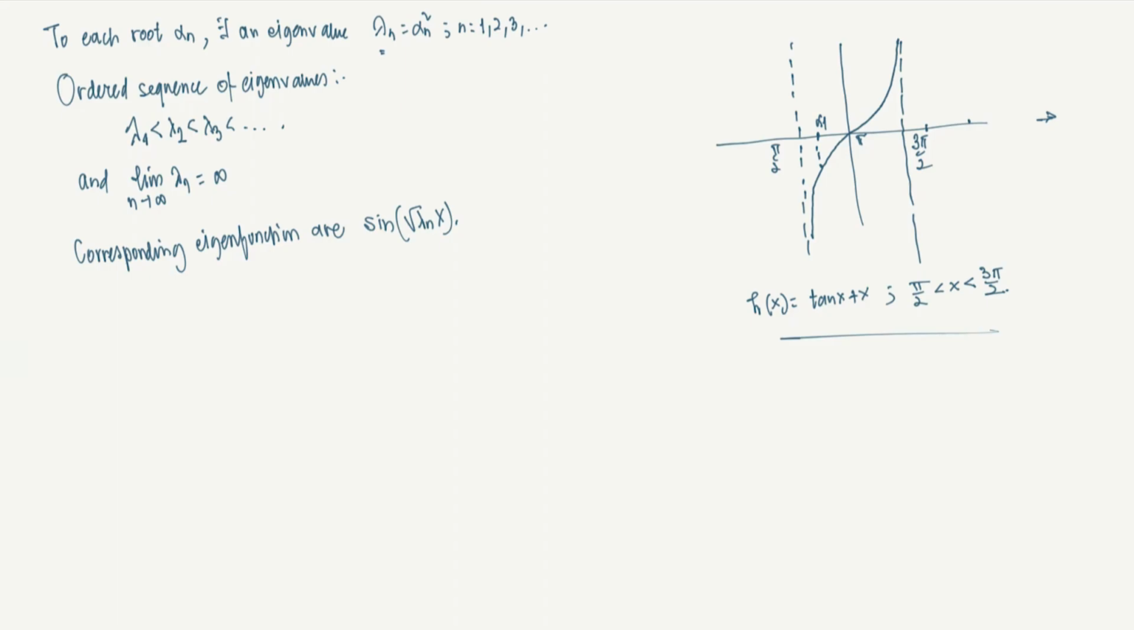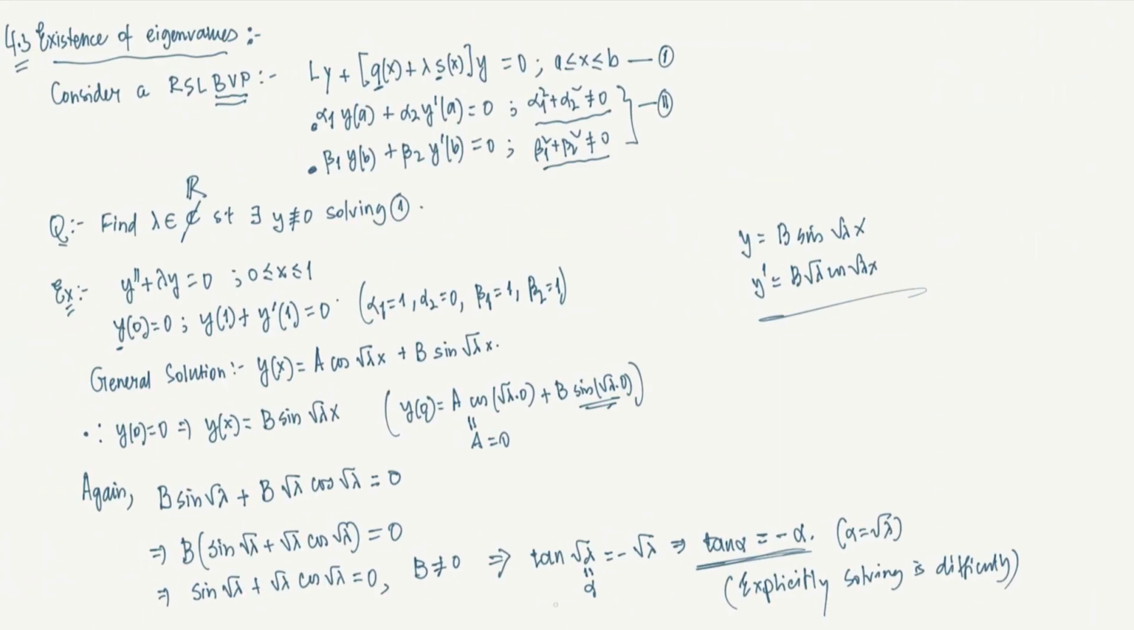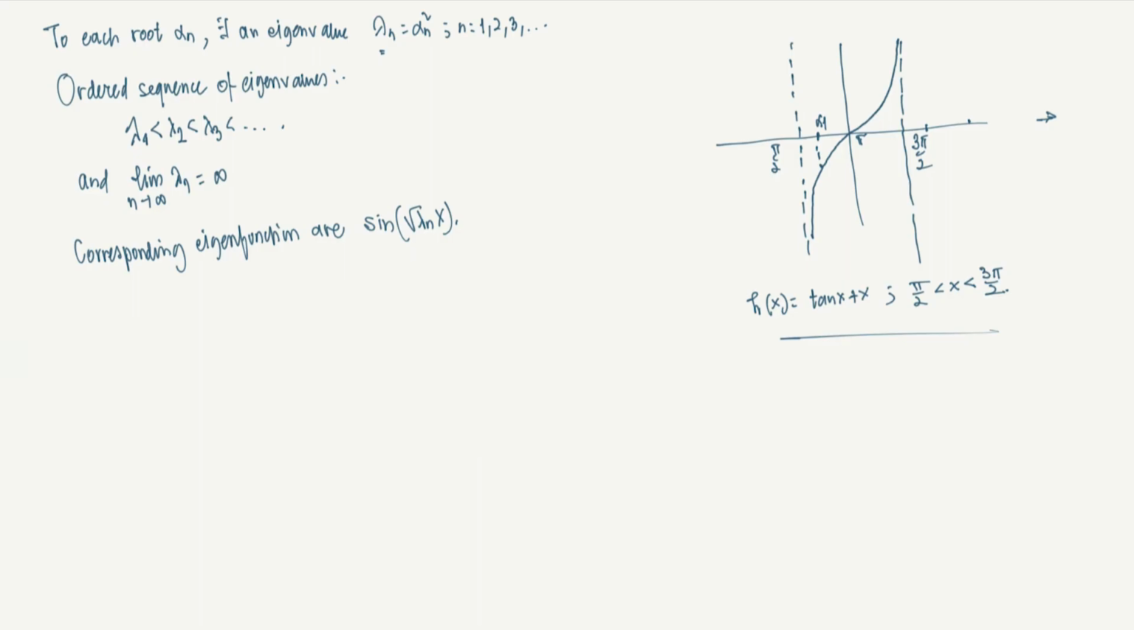Again, let me emphasize what's happening. This is the equation. I need to find out if there are lambdas which solve this equation. How do you do it? It can't be explicitly done. So what we do is fix this interval pi by 2 and 3 pi by 2, and in this interval you can see that there is a root of this equation. So show that there is a root.